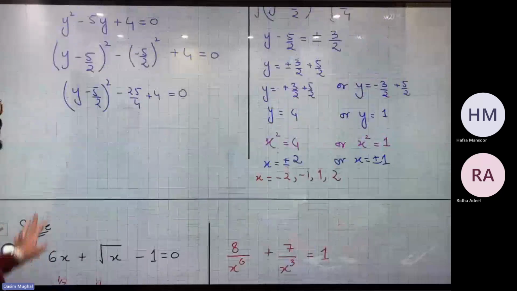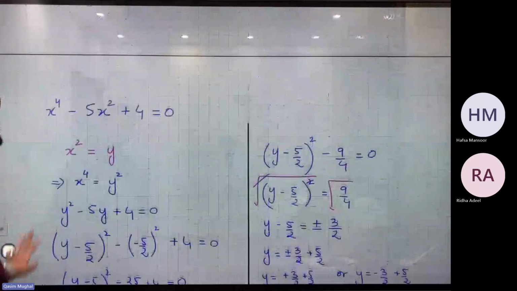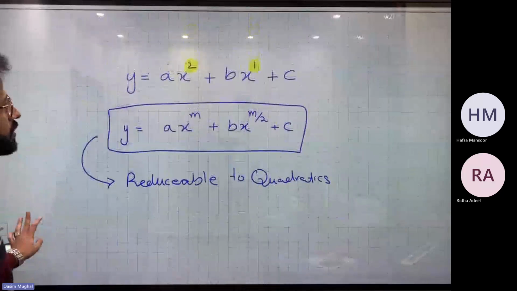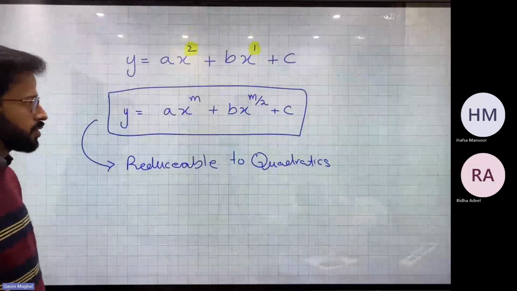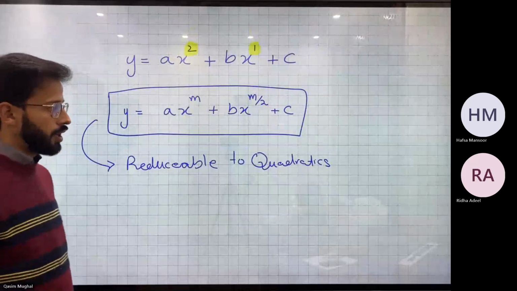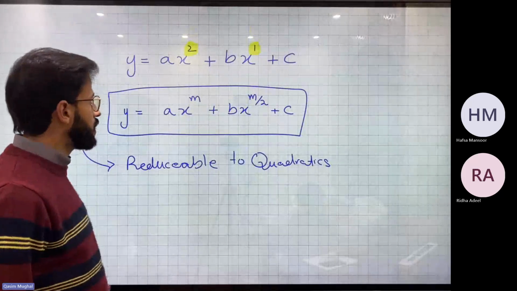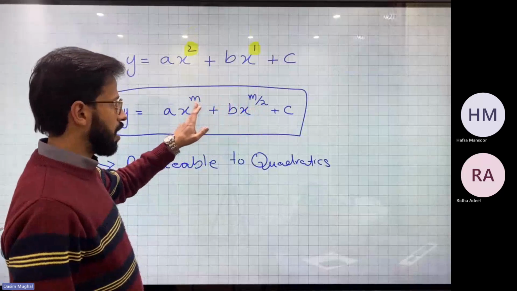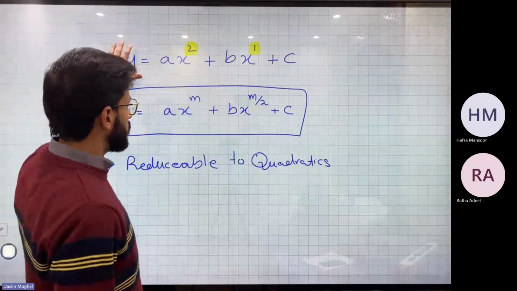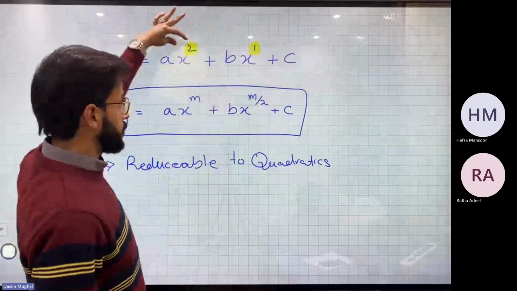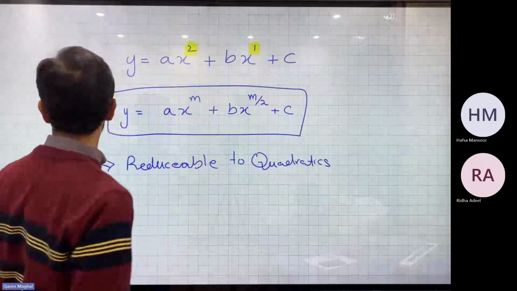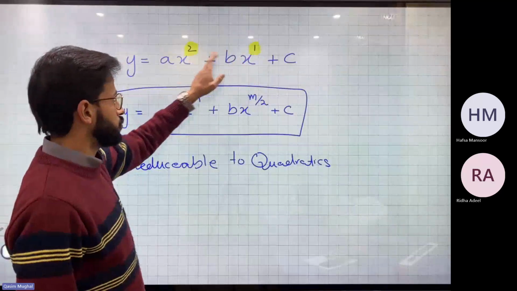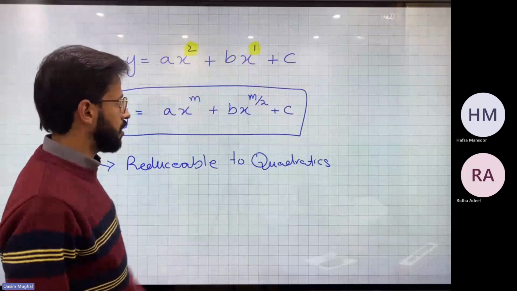Okay, beta, we were doing equations which are basically reducible to quadratics. So basically the key to that is we can always reduce any equation to a quadratic if one power of x is exactly half of the other one, the way it is originally in a normal quadratic equation in which the maximum power is 2. Like if you look carefully, this is 1 and this is 2. So this power of x is exactly half of the other.